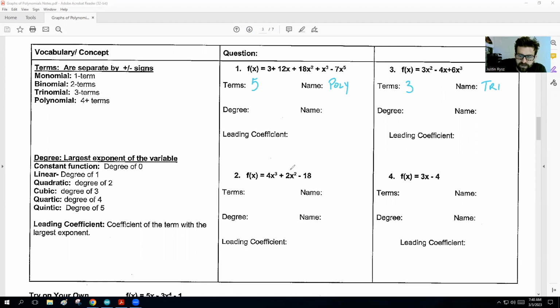All right, number 2 here, we got 1, 2, 3. That also has 3 terms, so that is also considered a trinomial. And this one has 2 terms, and 2 terms, if we look, is a binomial.